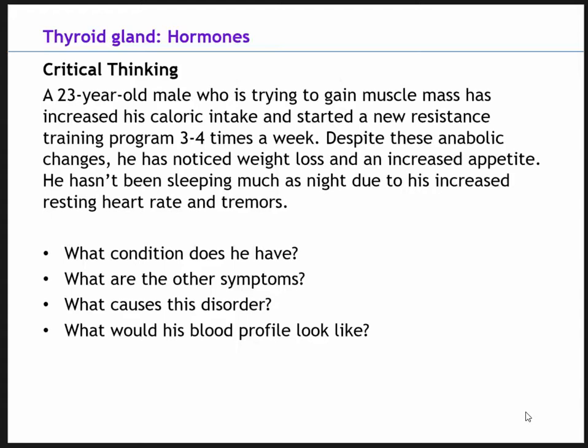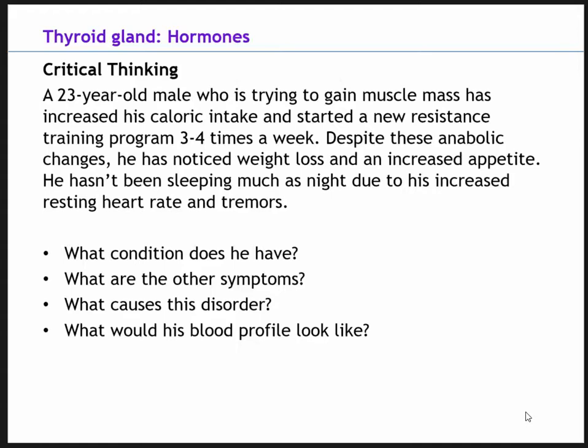Even though he has an increased appetite, he's losing weight. He also has not been sleeping very much at night. He's restless due to his increased resting heart rate and tremors. So what condition does he have? Normally we can answer this pretty quickly based on the slides we just went over.